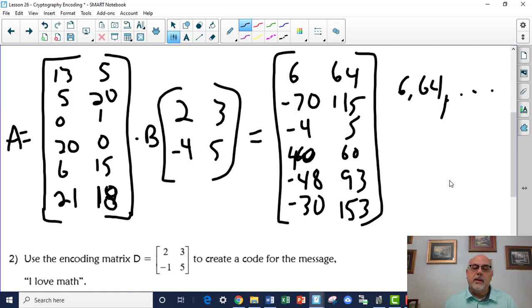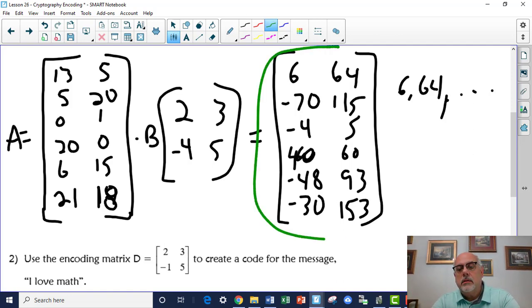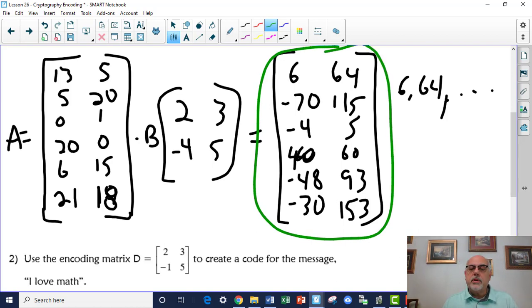Then, what we'll look at in the next lesson is how do you take this, use an encoding matrix, and put it back to the 0 through 26, so we can convert those numbers back to letters.